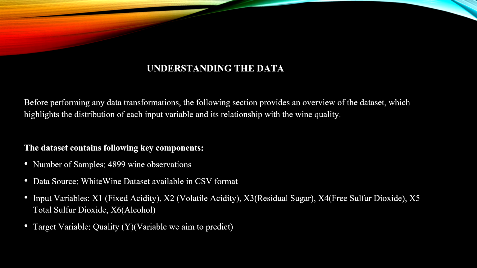The dataset has 4,899 samples of white wine in the CSV format. Input variables include the fixed acidity, volatile acidity, residual sugar, free sulfur dioxide, total sulfur dioxide, and the alcohol. The target variable is the wine quality, which is Y. Understanding the dataset is the first step before modeling.